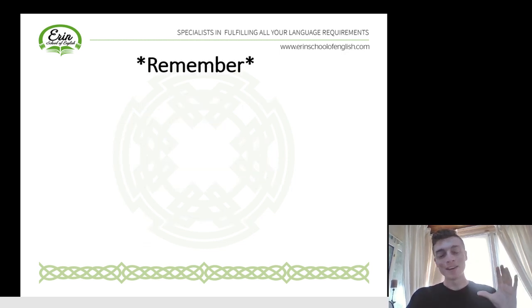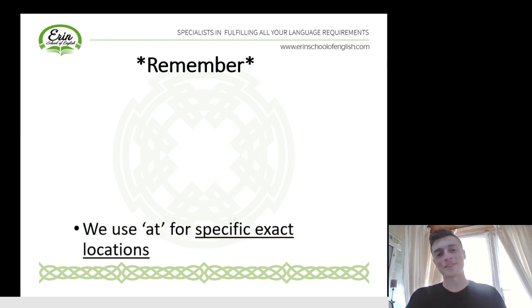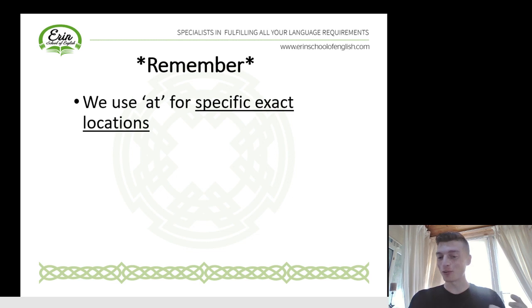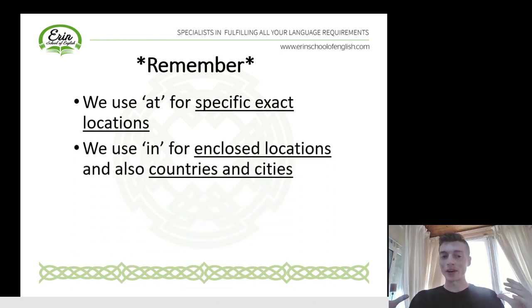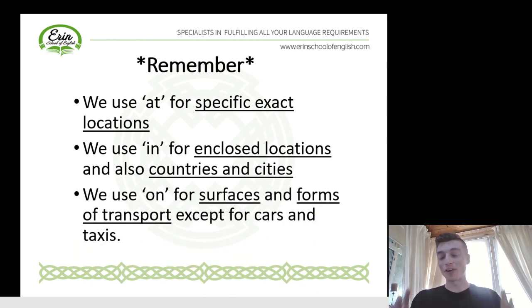Excellent. Alright. So the most important points to remember from this lesson, we use at for specific or exact locations. So remember, think about places around the town, at the bank, at the post office. We use in for enclosed locations, so places with walls, with fences. We can also use in for countries and cities, places with borders or boundaries. And finally, we use on for surfaces, and we can also use it for most forms of transport. Buses, trains, planes, bikes, except for cars and taxis. For these, we use in.